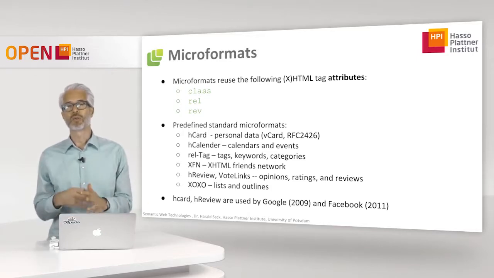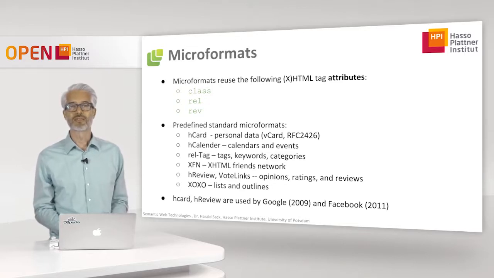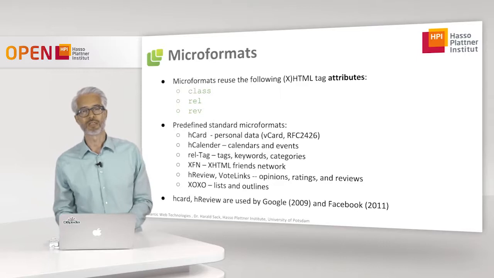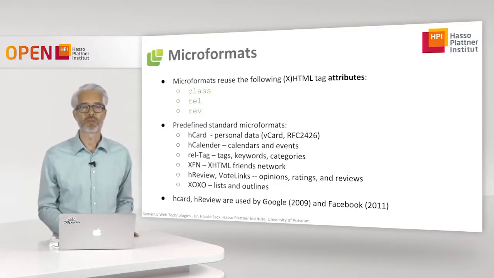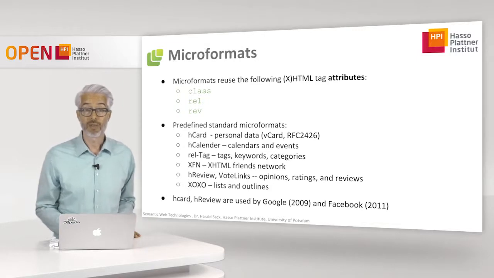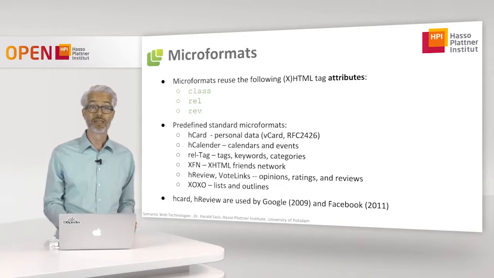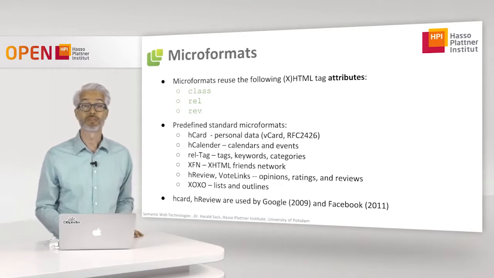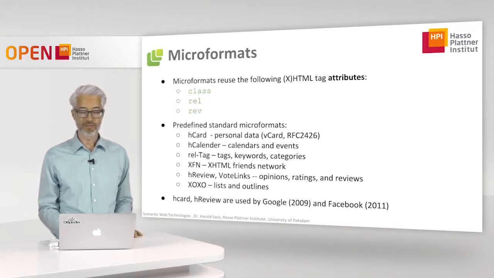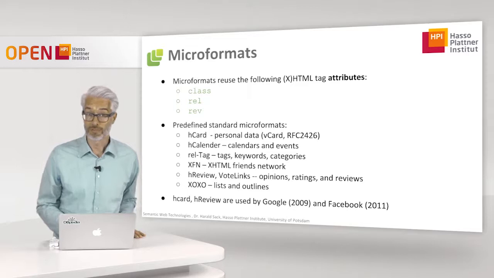Then for social networks, so for friends networks, there is XFN, and for opinions, ratings, and reviews, you have hReview or vote links, and then there are even more. The interesting thing here is, for example, hCard and hReview are microformats that are also read and analyzed by Google already since 2009 and by Facebook since 2011. So they are, of course, of a certain importance.